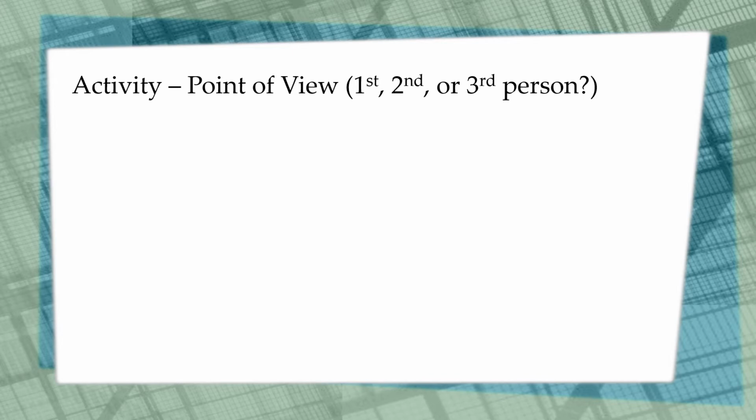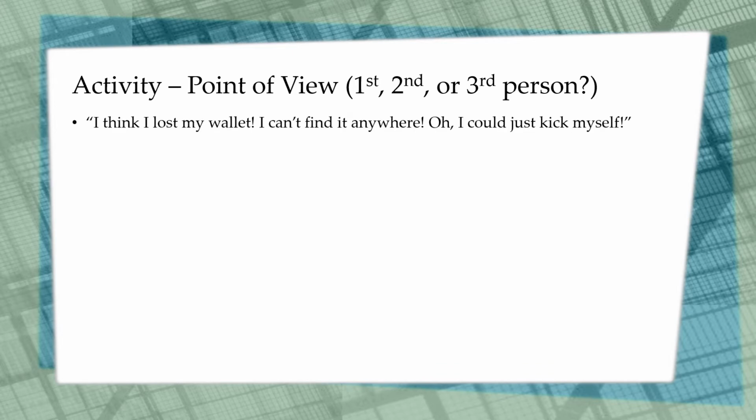So let's see if you can identify first, second, or third person with some of the examples here. First one says, "I think I lost my wallet. I can't find it anywhere. Oh, I could just kick myself." Because of the use of the word I all throughout that, it's easily first person. I'm talking to you as another person, but I'm using I. And I'm only using I here.